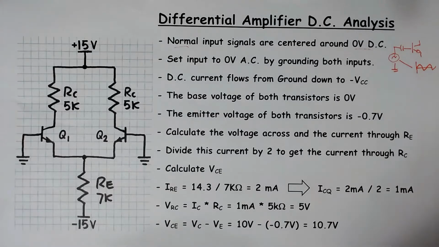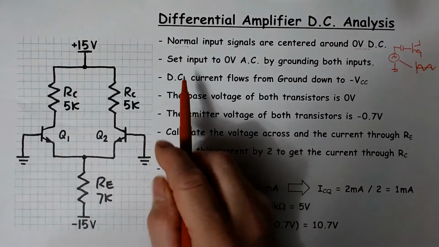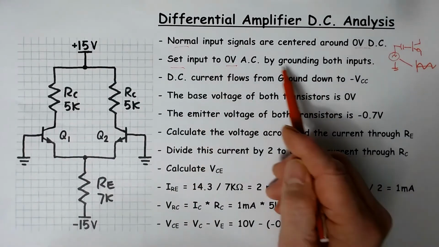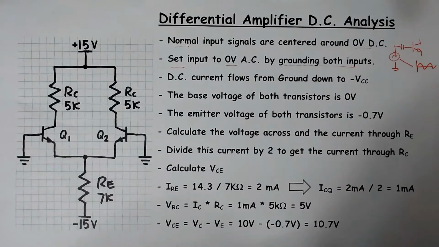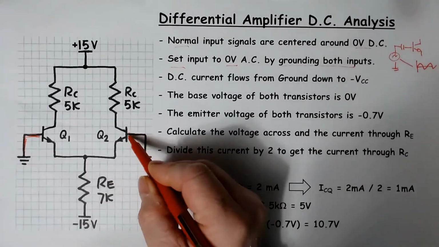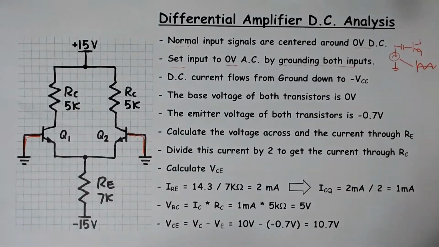So if I want to do the DC analysis, what I want to do is take all the AC voltages to 0, and when I do that, what happens is I'm setting the input to 0 volts by grounding both inputs. So I apply a 0 volt input by basically shorting the base of both transistors to ground.